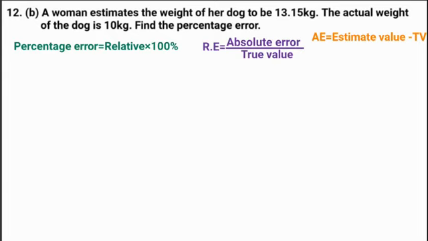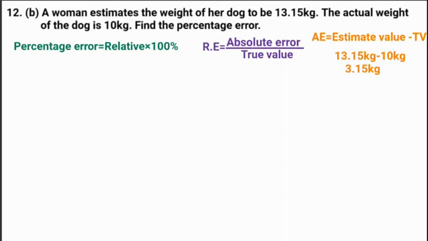What is the estimate value? The woman estimated that the weight of the dog is 13.15 kg. In the actual sense, the true weight of this dog is 10 kg. So that is the true value. Then we find the difference, the estimate value minus true value, which gives us 3.15 kg. Now we have found the absolute error, and we can come up with the relative error.